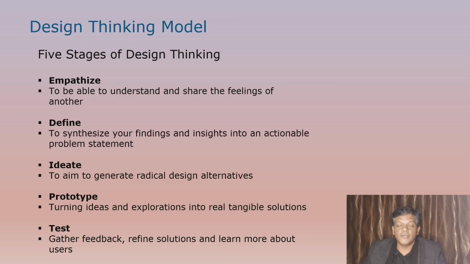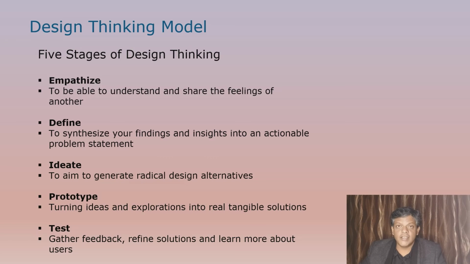Now, let's have a look at the different stages of design thinking. There are 5 stages as explained earlier. The first one is empathize. Empathize is all about being able to understand and share the feelings of another. That is basically about putting yourself in the customer's or the user's shoes. The second stage is define, which actually means to synthesize your findings and insights into an actionable problem statement, because unless you define the problem, you wouldn't be able to arrive at the right solution.